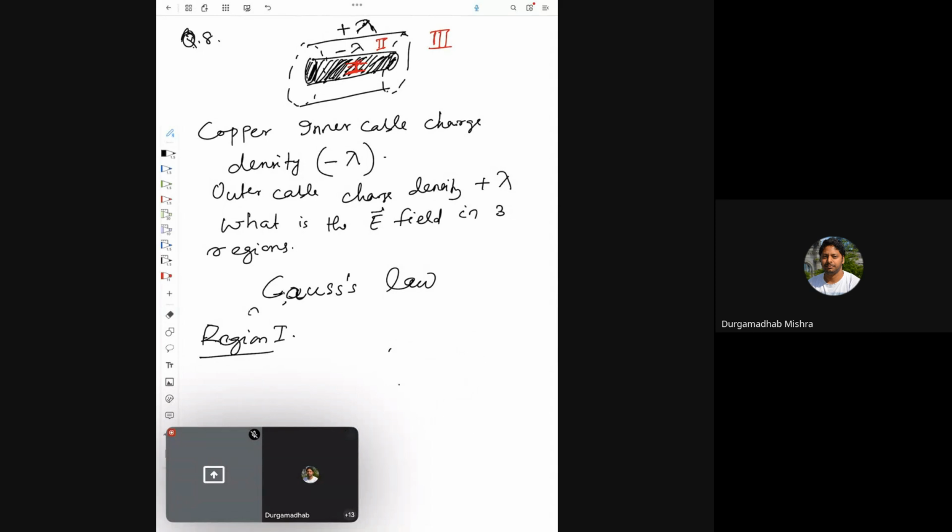So for region 1, I have my copper, okay, and I want to find the field anywhere in between. But we know this is a conductor. This is made up of copper, so this is a conductor. And remember, for a conductor, the field inside is always 0.